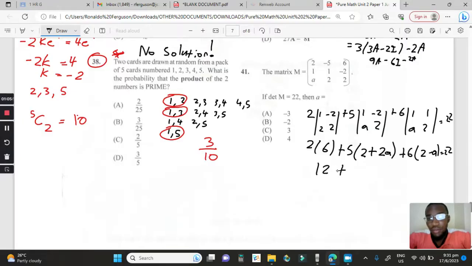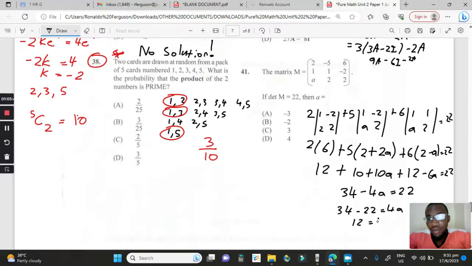This is 12 plus 10 plus 10a plus 12 minus 6a is 22. 12 plus 10 is 22. 22 plus 12 is 34. 10a minus 6a is 4a equal 22. Bring it over, so 34 minus 22 equals 4a. That's 12 equals 4a, a equals 3. Easy. C.